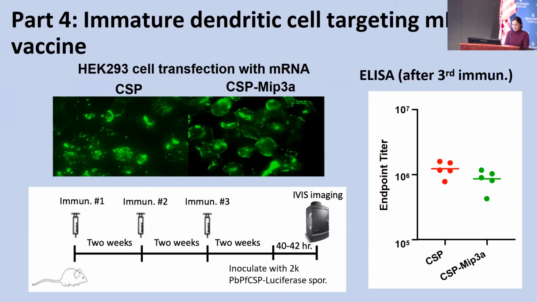Two CSP mRNA constructs provided by Dr. Markham's lab were utilized for the study. One of these CSP constructs contained a MIP3 alpha tag. The MIP3 alpha is a chemokine that rapidly interacts with the CCR6 receptors on immature dendritic cells. Previous studies from Dr. Markham's lab have shown improved immunogenicity of the MIP3 alpha containing constructs, and hence we hypothesize that this tag would increase the uptake by immature dendritic cells and enhance the immunogenicity.